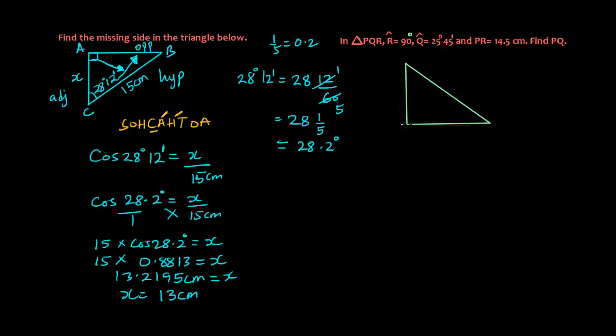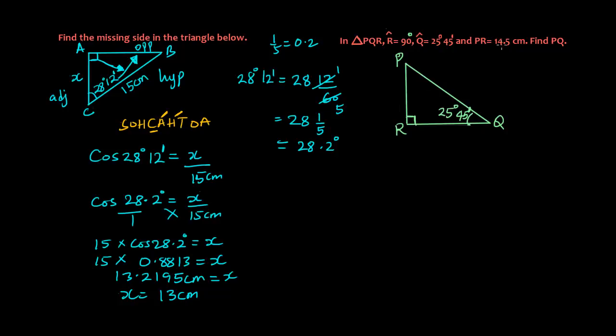So this is my triangle. Now we are told that the angle R is 90 degrees. So it means that the angle here is 90 degrees. So this is R, that's the angle at R is 90 degrees. Then Q is 25 degrees and 45 minutes. So I'll put Q here. Then this should be P. The last side should be P.